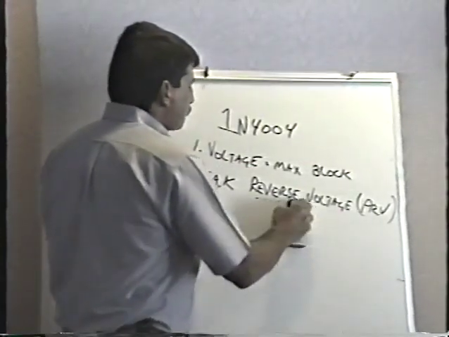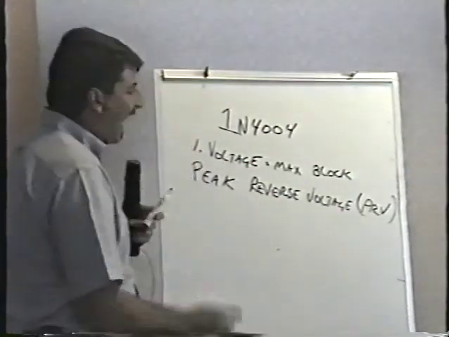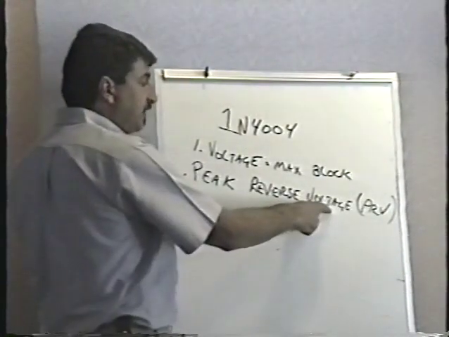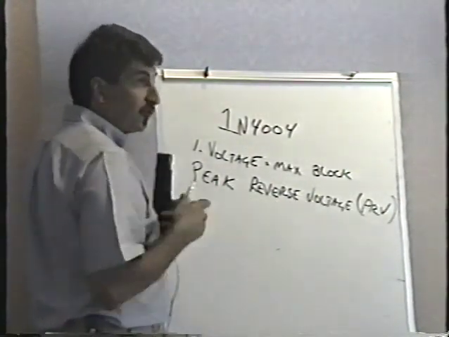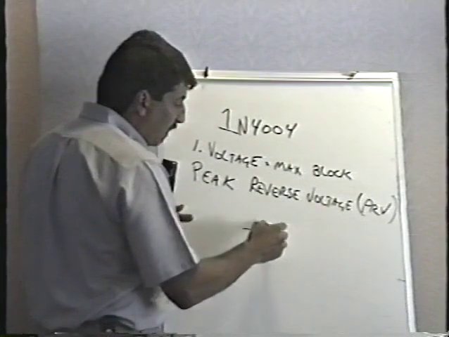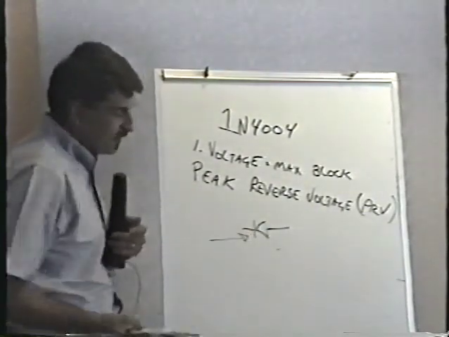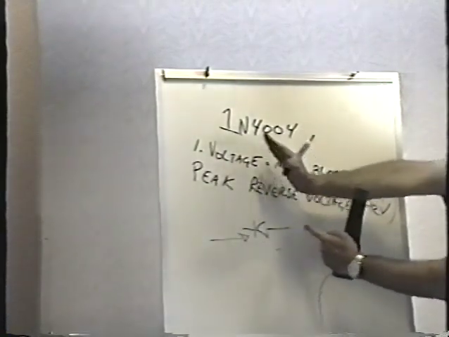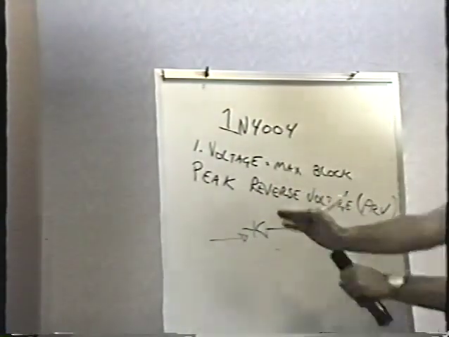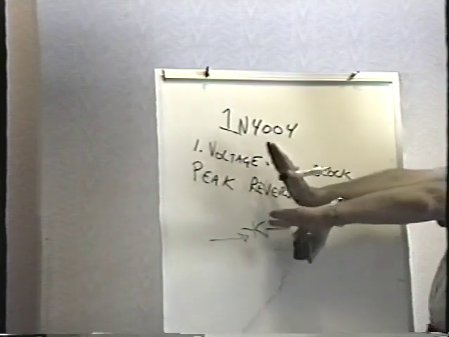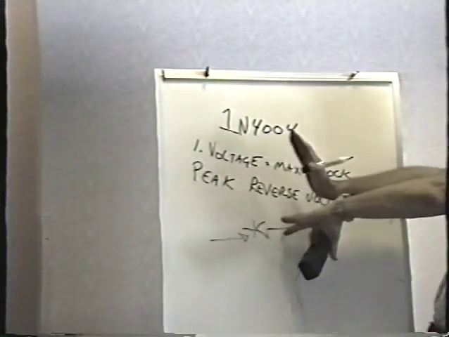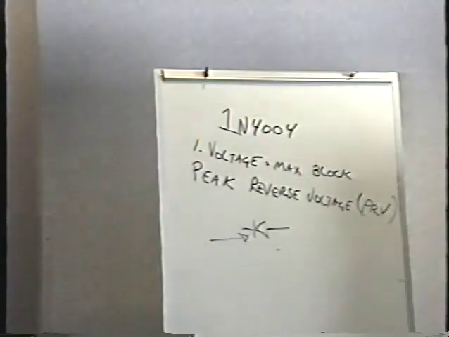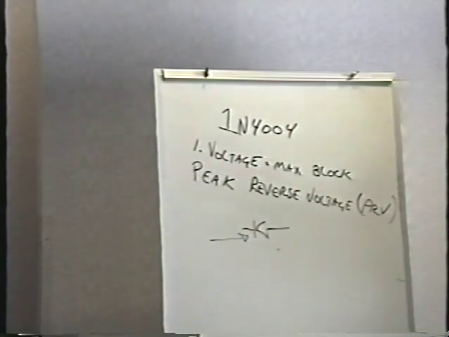But this is the peak, the maximum amount of voltage that the diode can block when it's trying to go the wrong direction. In other words, if the current's trying to go through this direction, the diode's going, stay away, block, block, block. I can handle, let's say it's a 100 volt diode. I can block 50 volts, I can block 75, I'm blocking 100. But you put 200 volts on it, it's going to blow it away. The pressure's just going to blow it away.